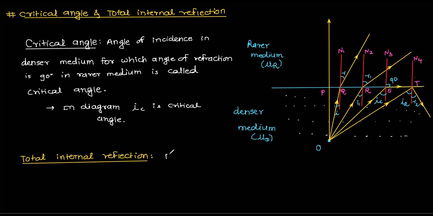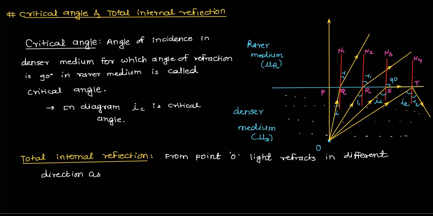From point O, light refracts in different directions as shown in the figure. Yes or not? You can see the first ray is going straight, next one it is bending, then again more bending, then again more bending, and then getting reflected into the same medium.